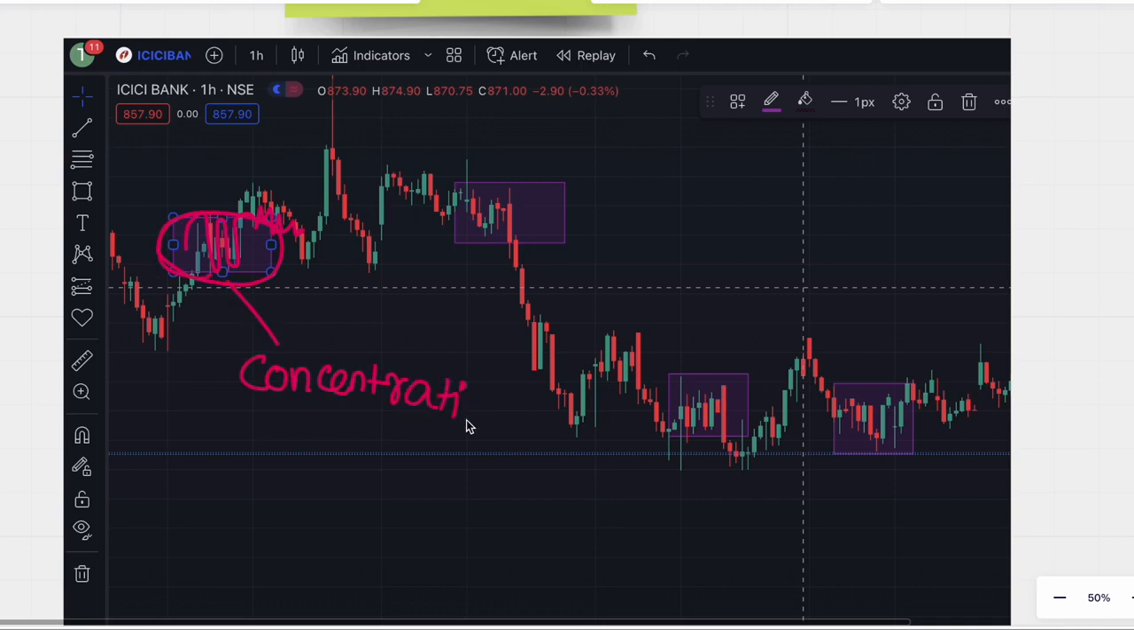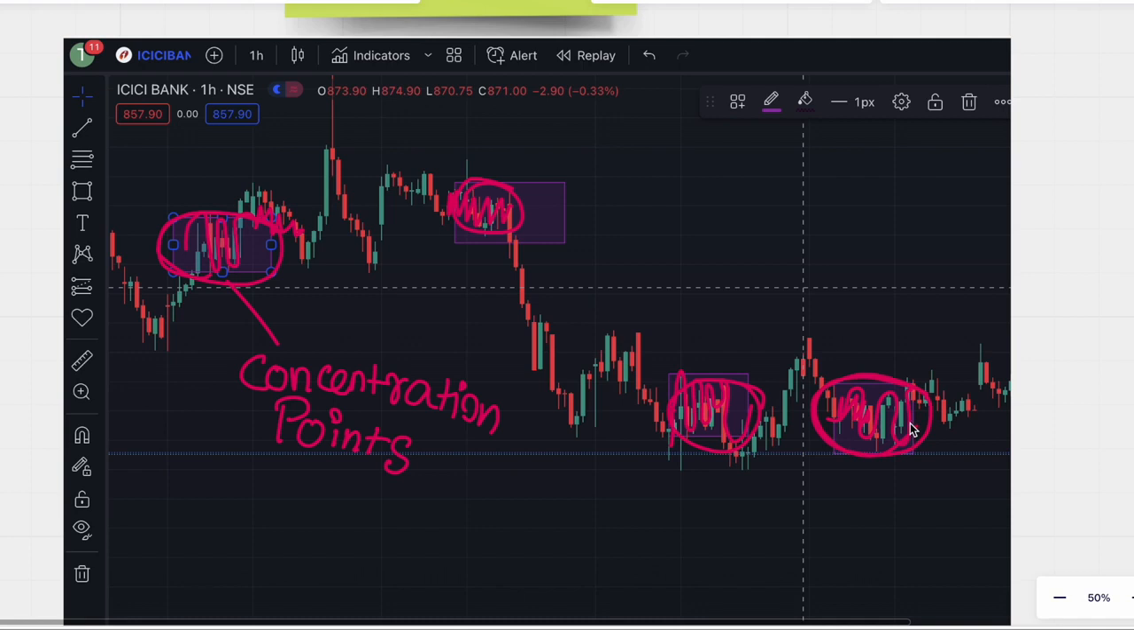This is a very interesting topic, and this is the foundation of the advanced concepts that we are going to learn in the upcoming modules. So we have to be very proficient in finding the concentration points. As you can see over here, a few of them I have marked. This is a concentration point. This is a concentration point. There is a substantial fight between the buyers and sellers. Again, this is a concentration point, with a substantial fight between the buyers and the sellers.